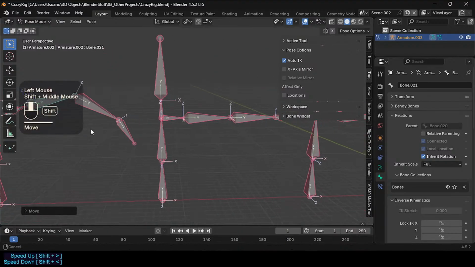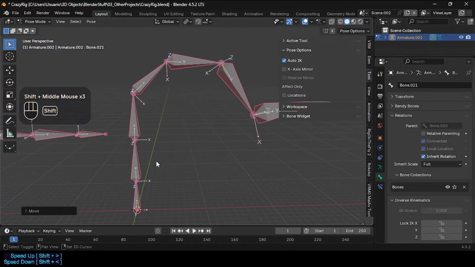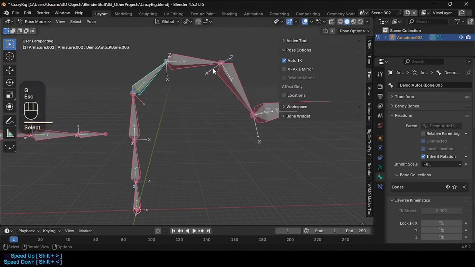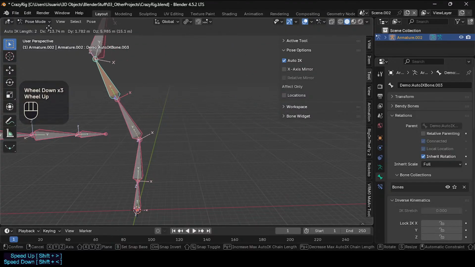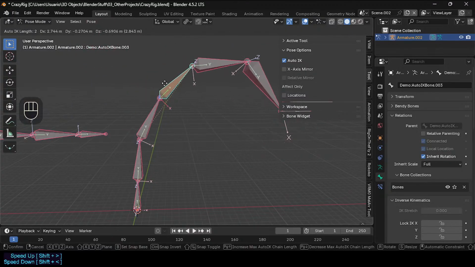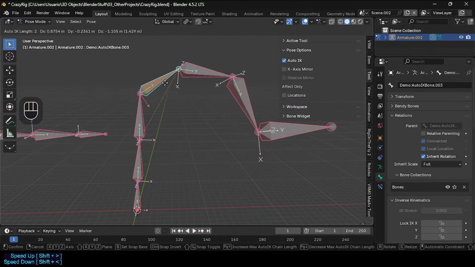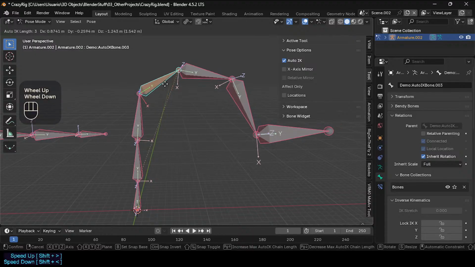So for example, here we already know that, let's grab this bone here, which is exactly in the middle, and let's give it an Auto IK length of 2, right? So 2. All right. So this is the Auto IK length. I can change it on demand, right?